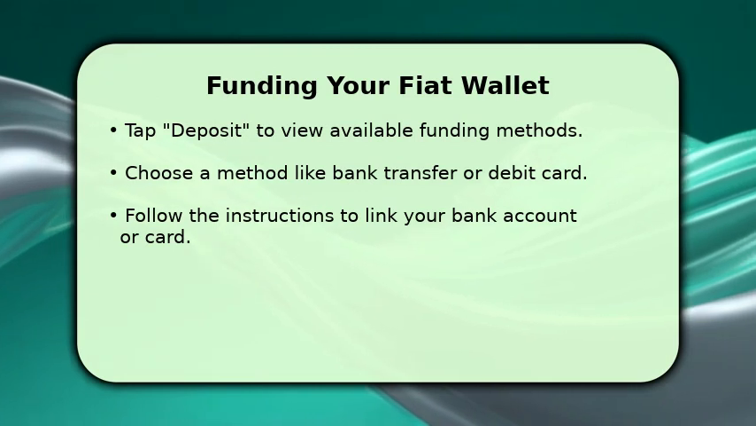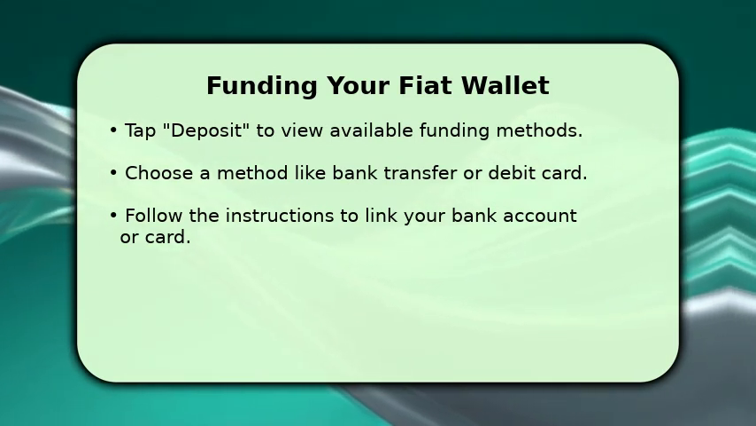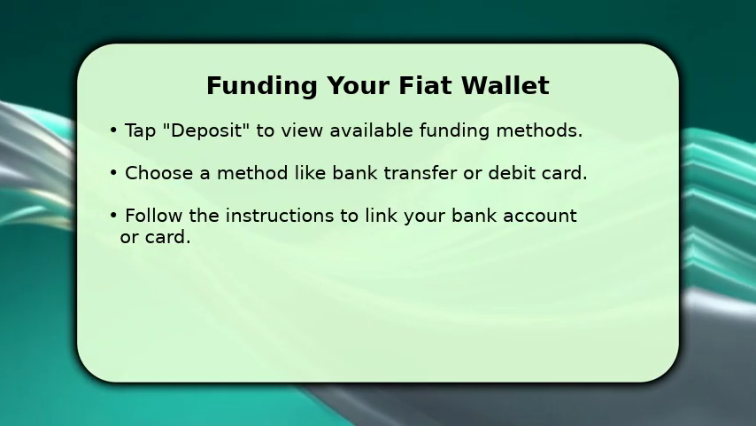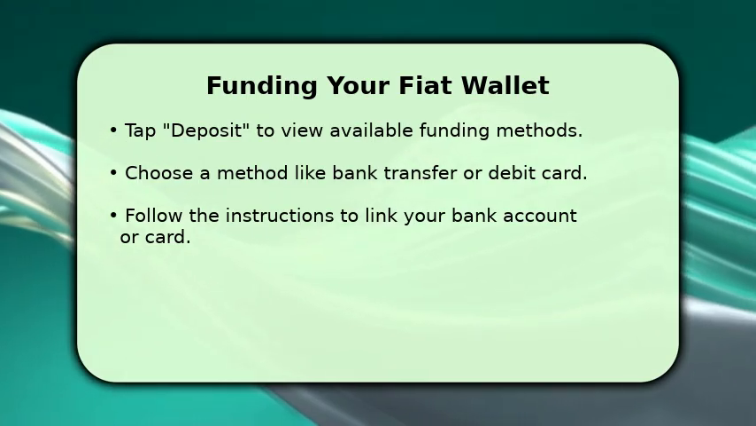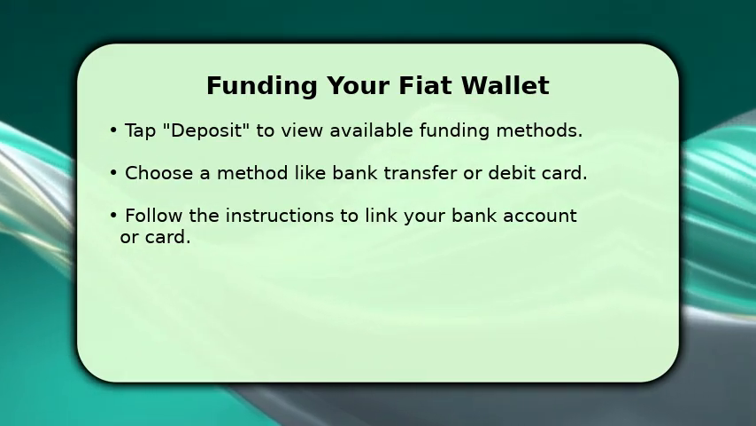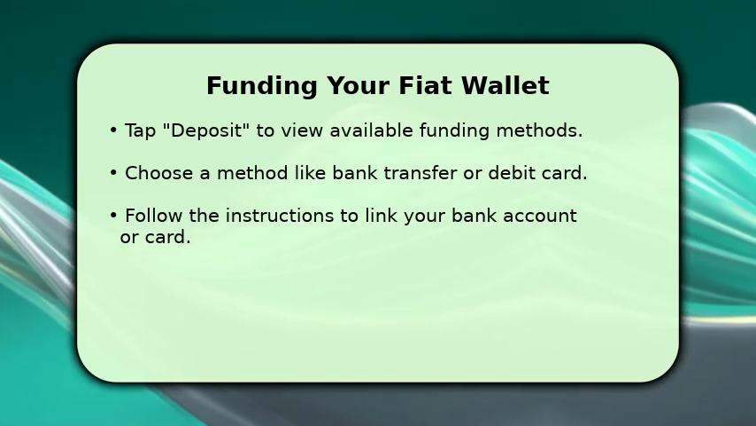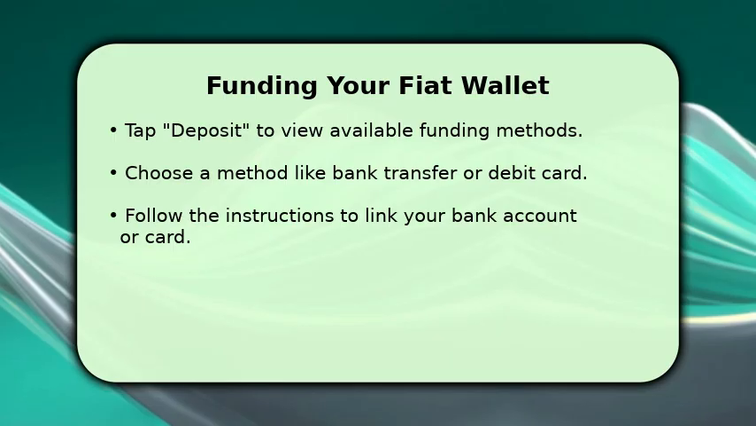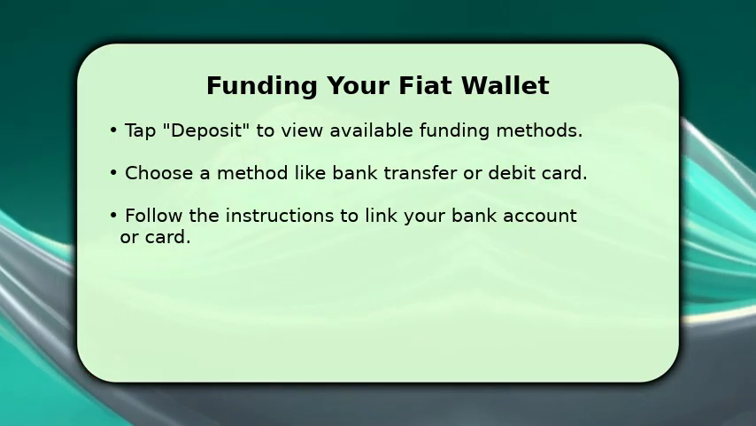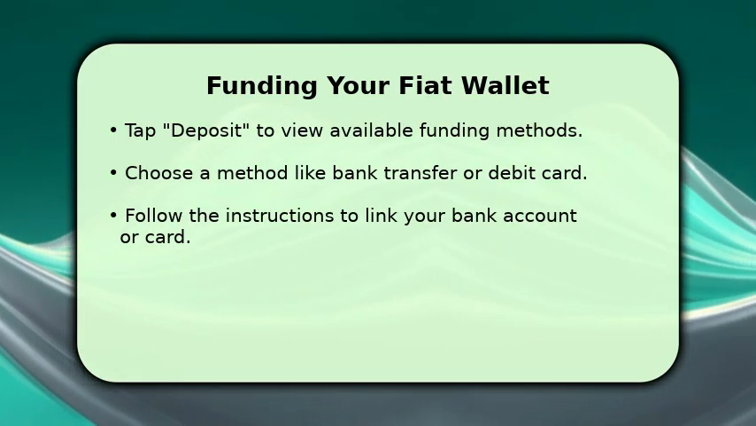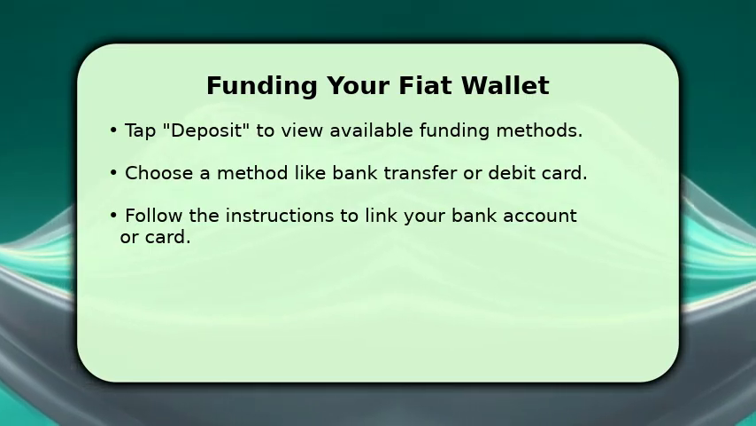Tap the deposit button to see all the available funding methods. You can typically choose options like a bank transfer or linking a debit card. Follow the clear instructions provided to securely link your bank account or card. This step allows you to easily transfer funds into your crypto.com Fiat wallet, ready for use.